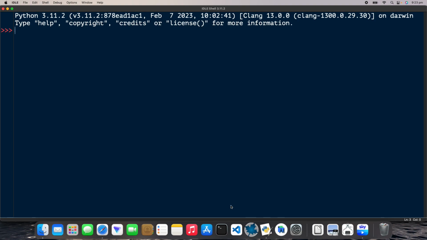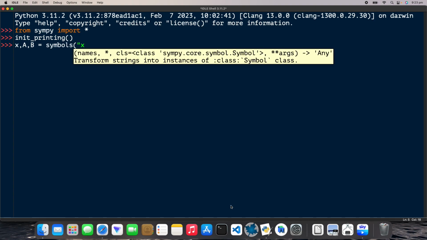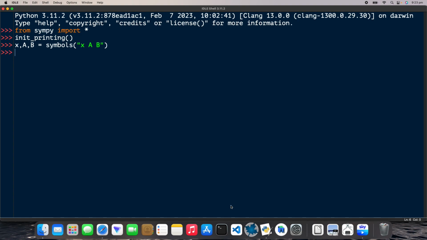So let's get started. From sympy import star, and then init_printing. That's just to get pretty answers, lovely printing. And then from sympy import symbols: small x, capital A, capital B. Right. Bravo.